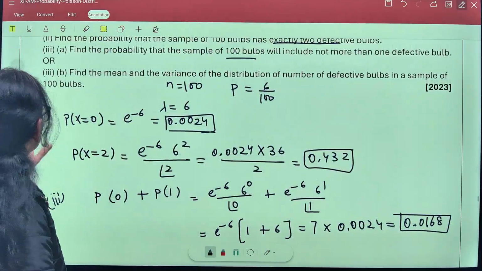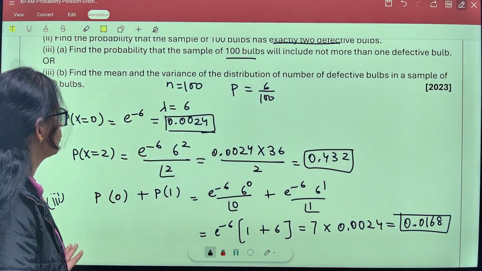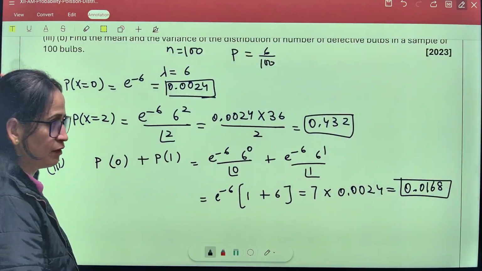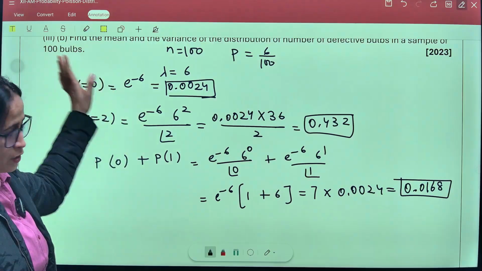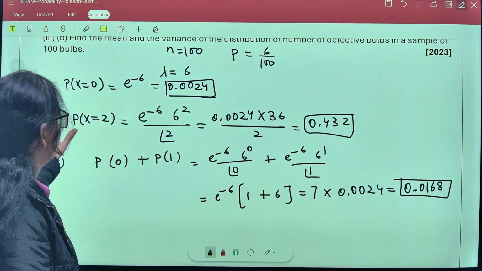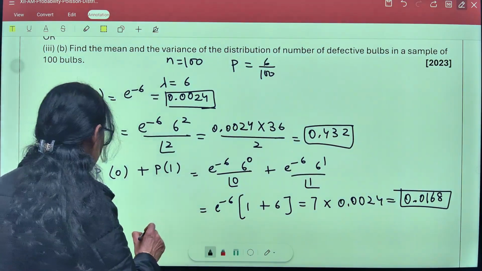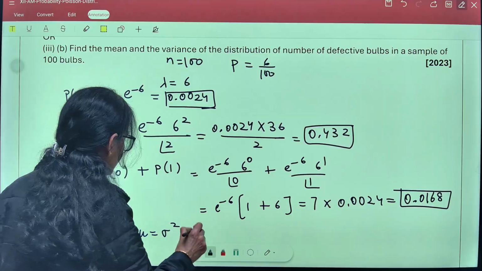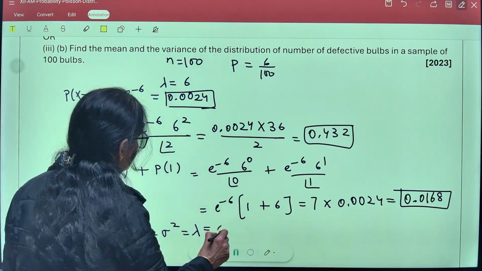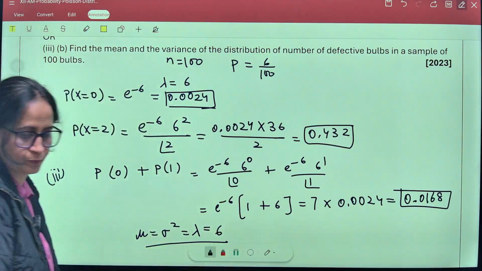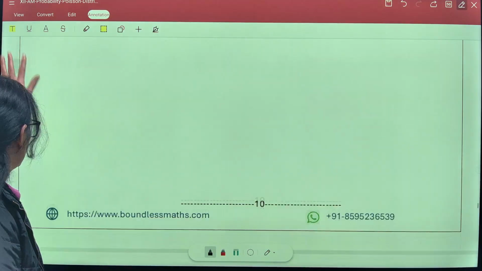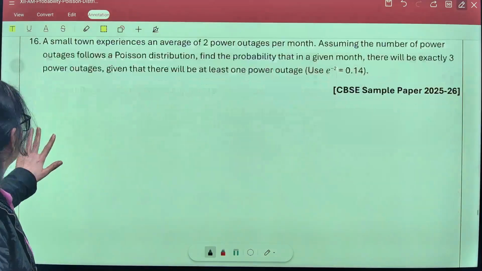Next, the last part of this question, find the mean and variance of the distribution of number of defective bulbs in a sample of 100 bulbs. The sample is still 100, so you don't need to change lambda. Because the mean and variance of a Poisson distribution are the same as lambda, both the mean and variance are equal to lambda, and that is equal to 6 in this question. Easy? Great. So let's move to the next question.